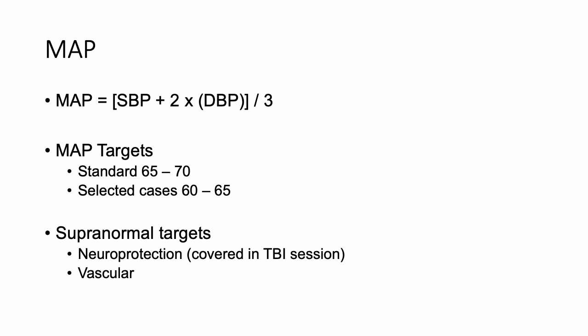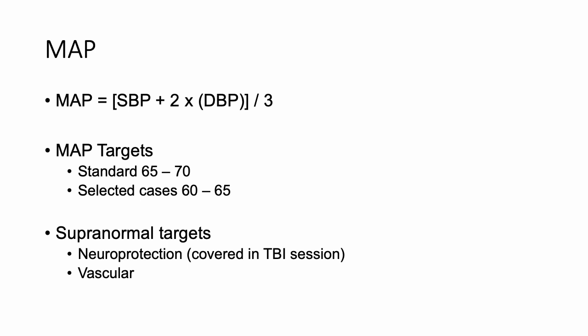Mean arterial pressure is something we talk about a lot, so we talk about MAP targets. You can calculate the mean arterial pressure by multiplying your diastolic blood pressure by 2, adding it to the systolic blood pressure and dividing that by 3. But helpfully, the MAP is given on our monitors, so you don't have to do that.